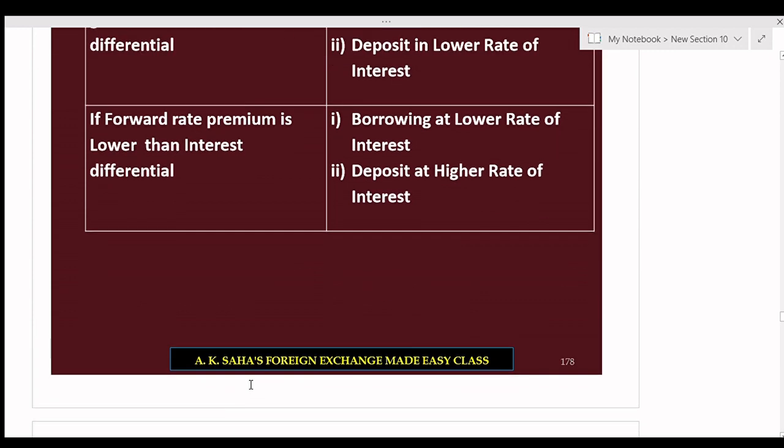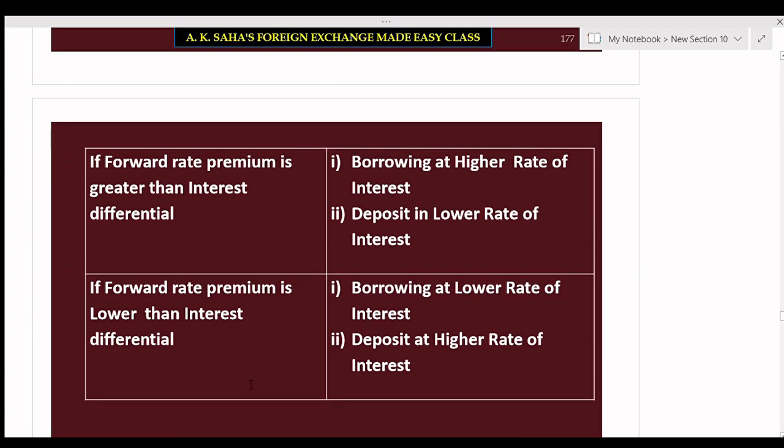Now, if the forward premium is greater than the interest differential, then the strategy will be borrowing at the higher rate of interest and depositing at the lower rate of interest. If the forward premium is lower than the interest differential, then the strategy will be borrowing at the lower rate of interest and depositing at the higher rate of interest.